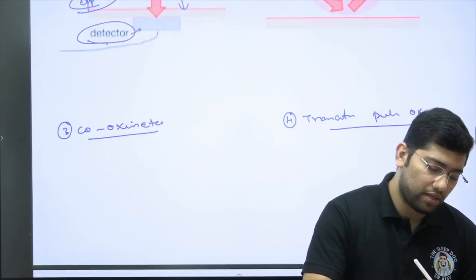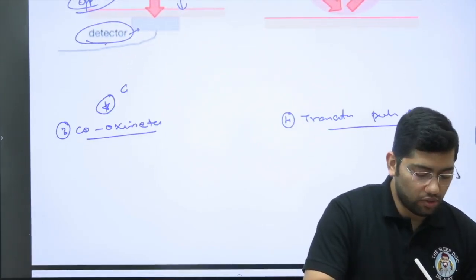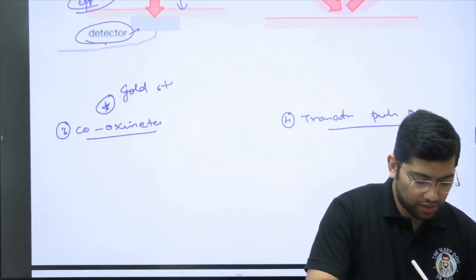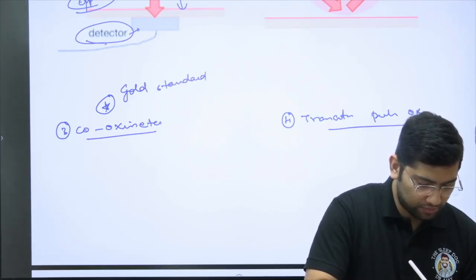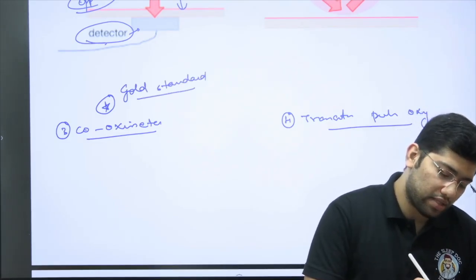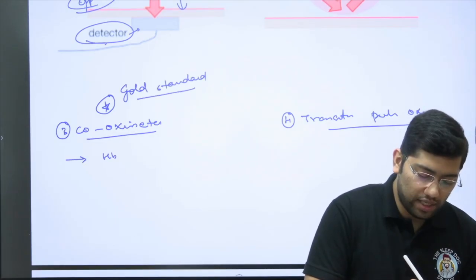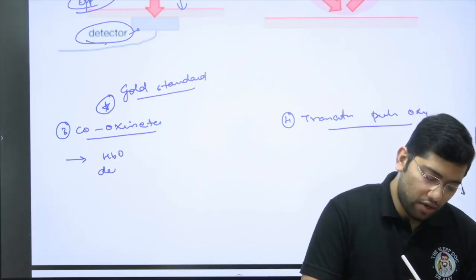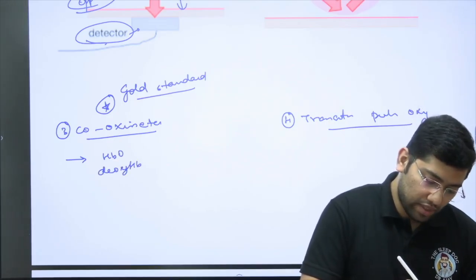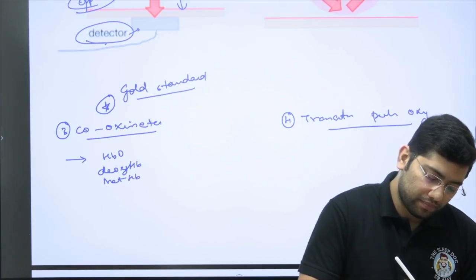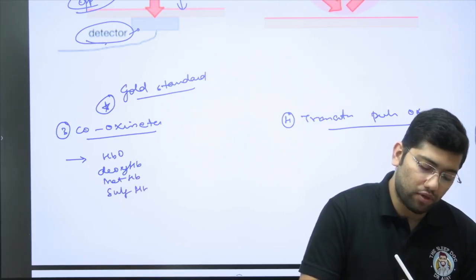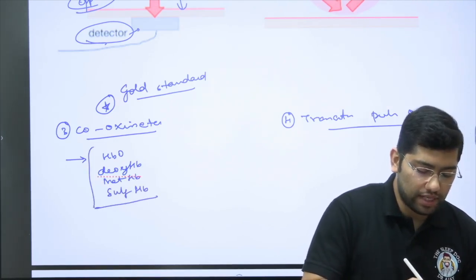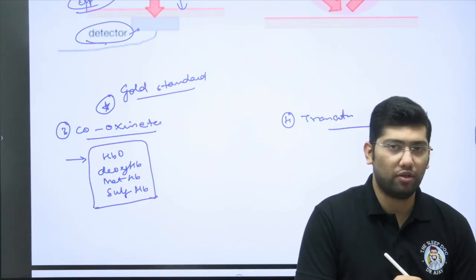What is a co-oximeter? This is the gold standard of pulse oximeters. Now, this oximeter can detect oxyhemoglobin, deoxyhemoglobin, methemoglobin and sulfhemoglobin. So this can detect all types of hemoglobins.